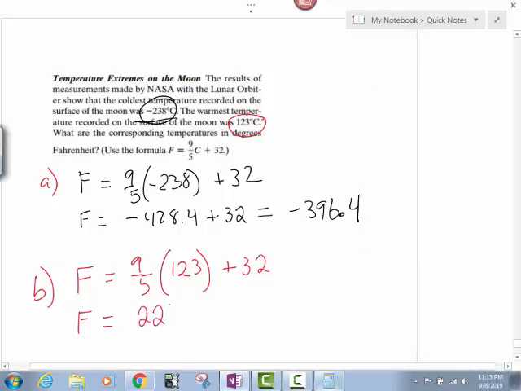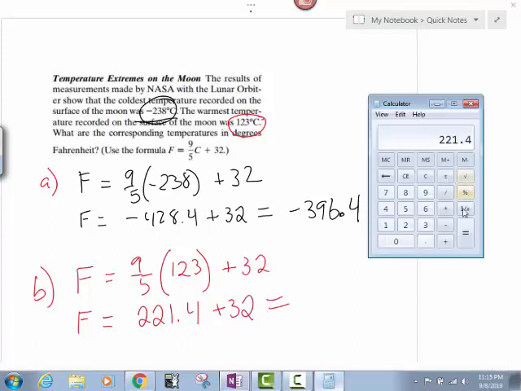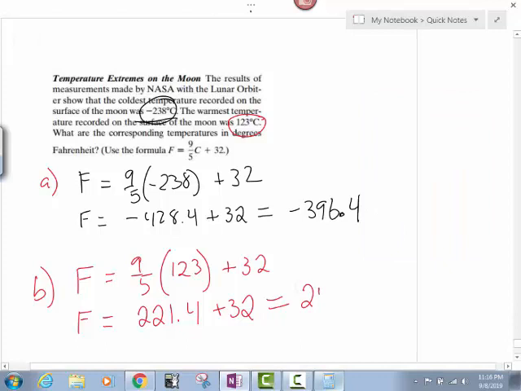So 221.4. Now we're just going to add 32 degrees to that. Let me grab my calculator again. Plus 32. And we're coming up with 253.4. And that is section 1.8, evaluating expressions.